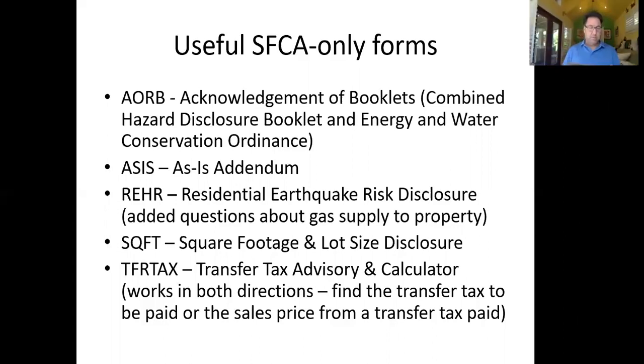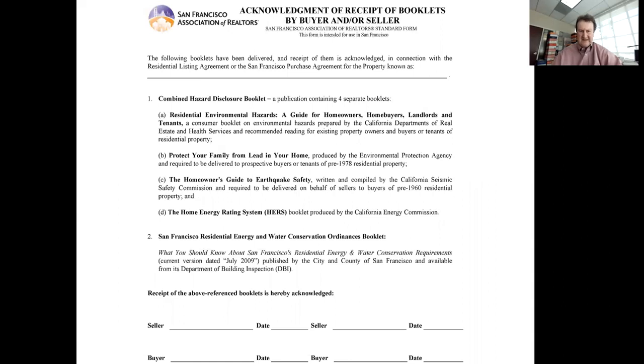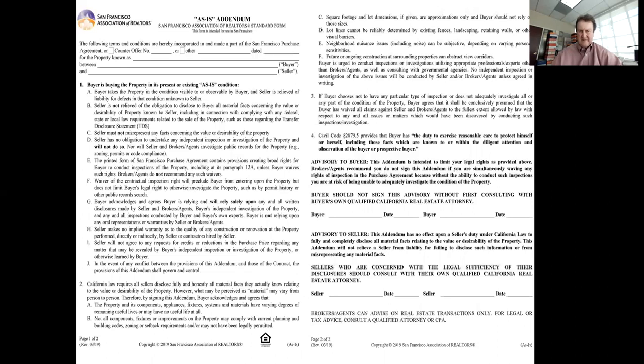Thank you, sir. Okay. So as I was saying, we have a 2-page local as-is addendum. We have our own residential earthquake checklist, used to be called residential hazards report. We have our own square footage and lot size disclosure, and we have a transfer tax calculator as well. And I'm going to show you a couple of those. This is the acknowledgement of booklets form. This is the as-is addendum, which went from 1 page to 2 pages last year.